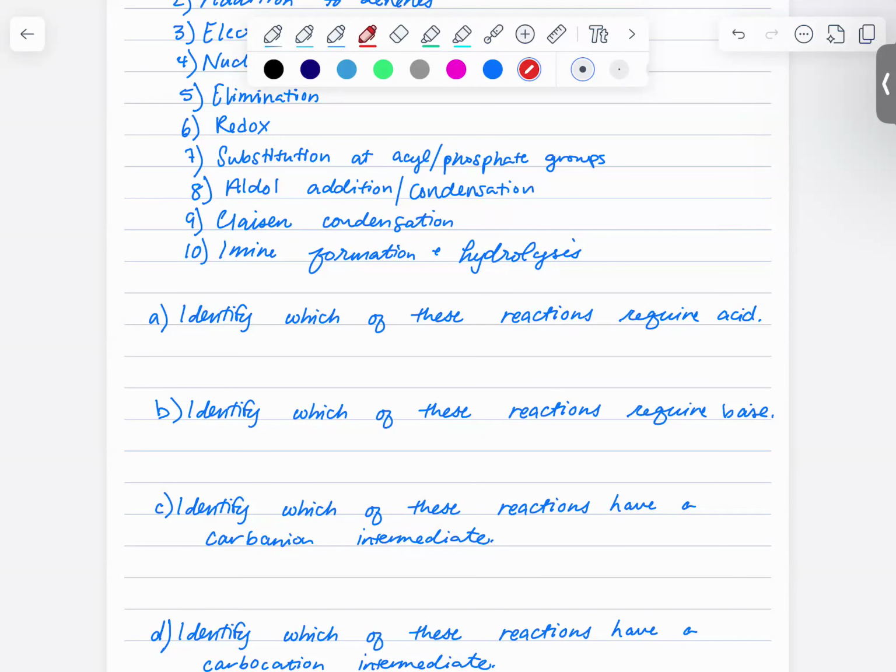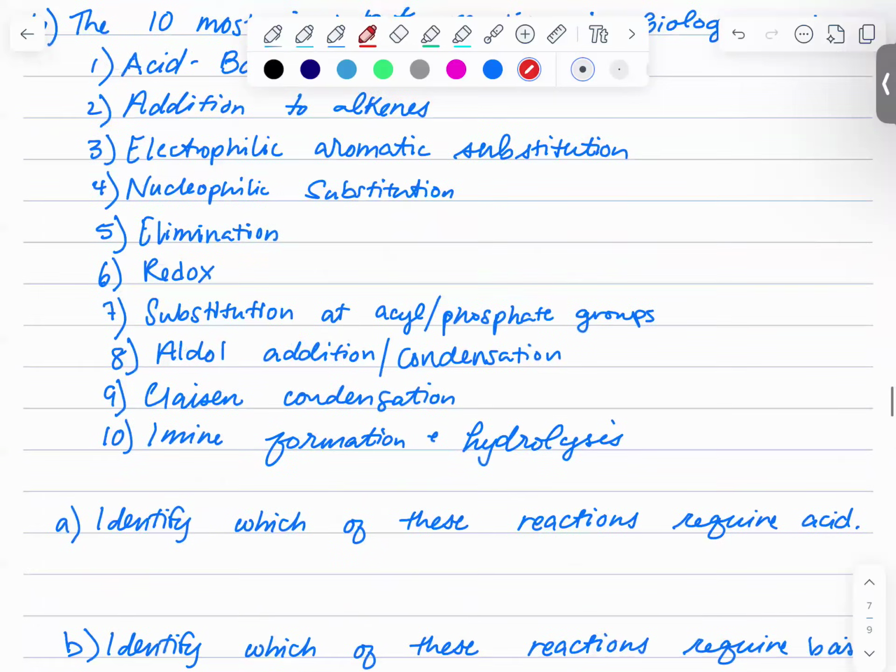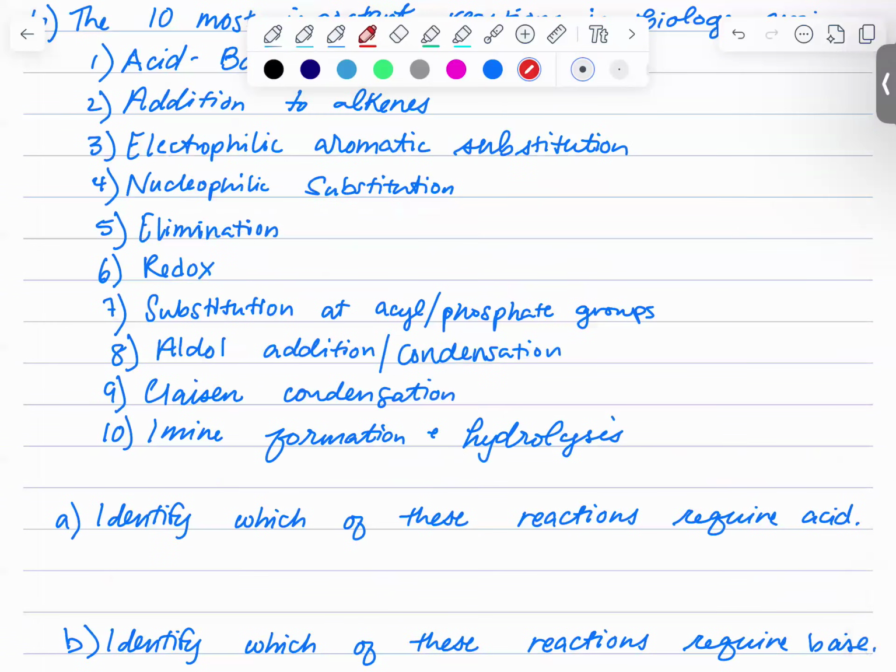So that kind of organization of the reactions will help you remember the reactions and remember the important facets of the reactions. So we'll start with identifying which of them require an acid. This list is very small.